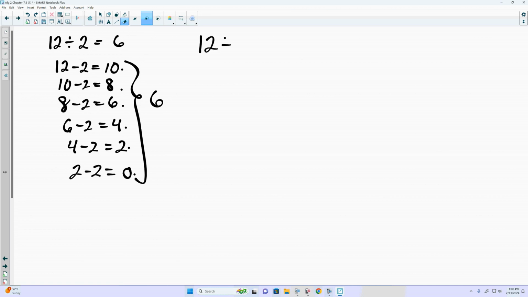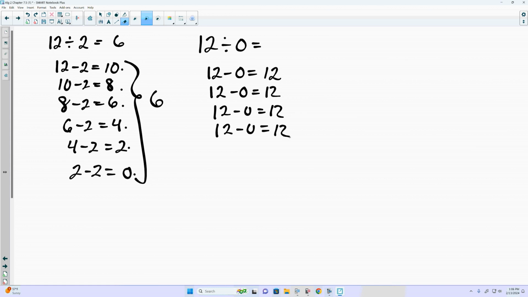So if I said 12 divided by 0, well, 12 minus 0 is 12. 12 minus 0 is 12. Are we actually decreasing at all? No. So this is not possible. We can't divide by 0.